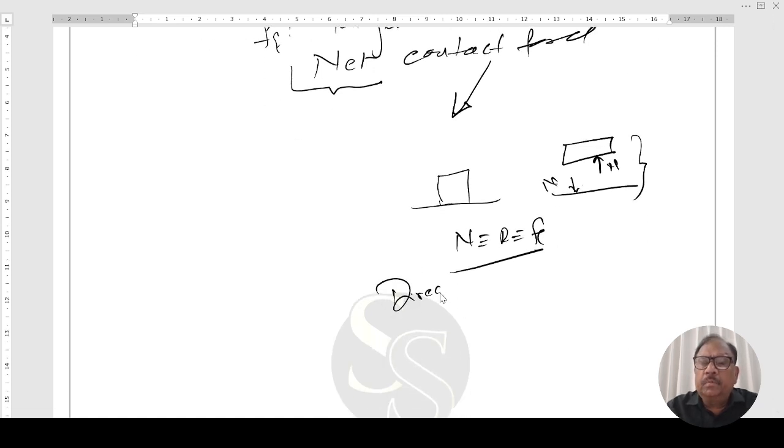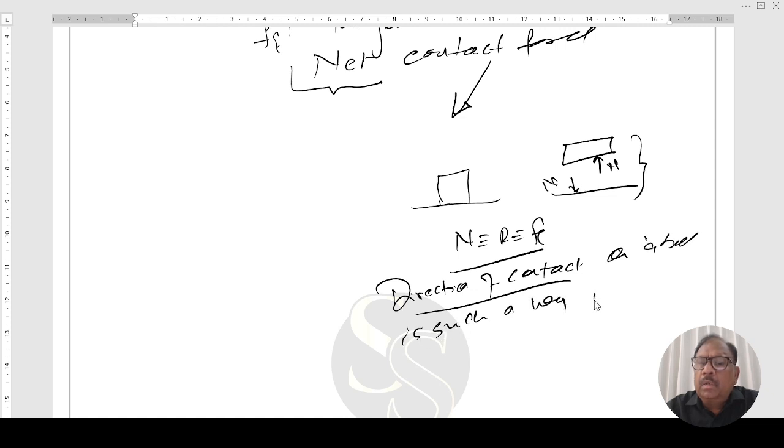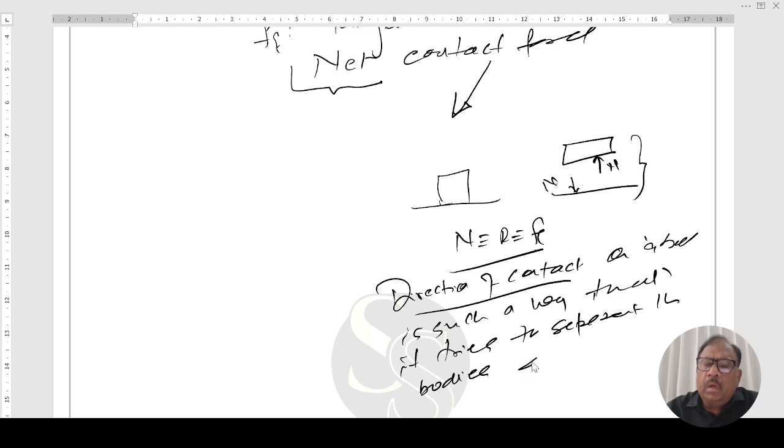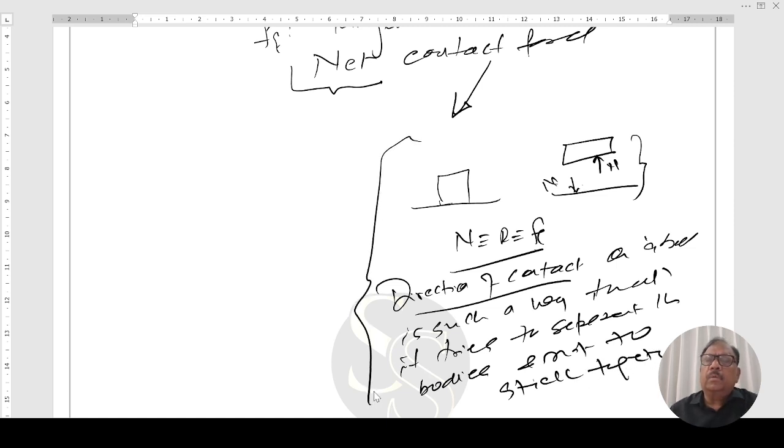Direction of contact force on the body. The direction of contact force on a body is such that it tries to separate the bodies and not to stick them together, right? This is regarding the direction.